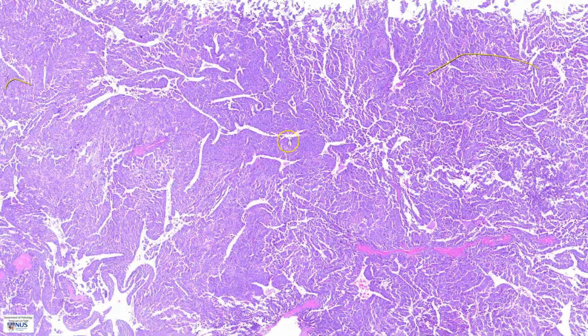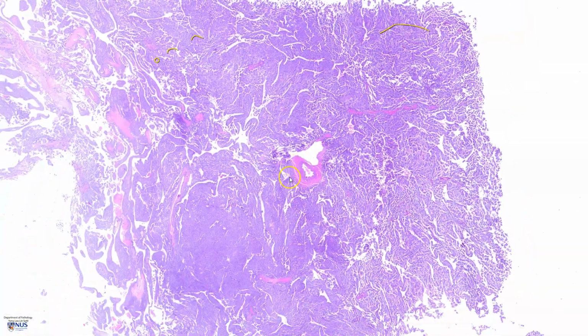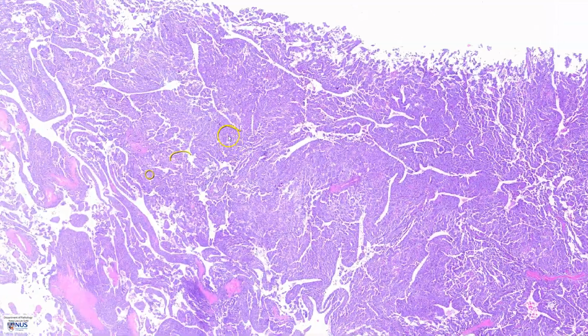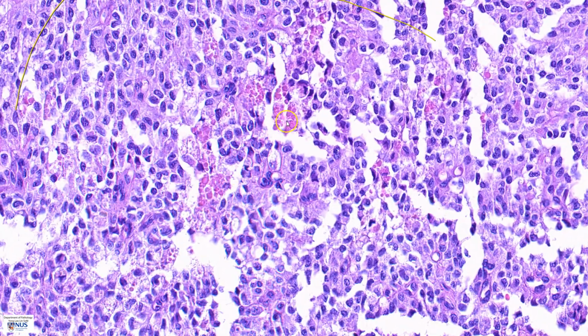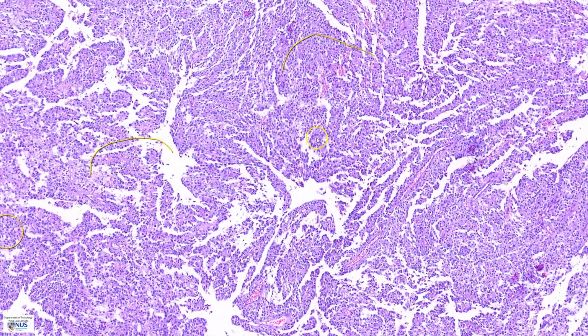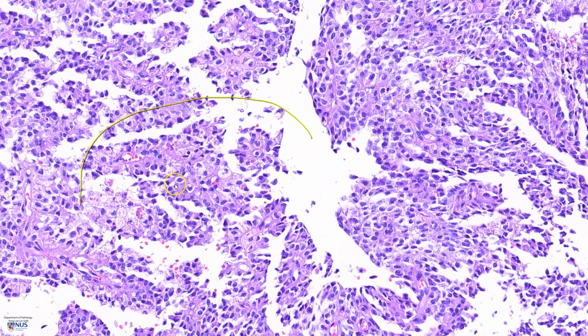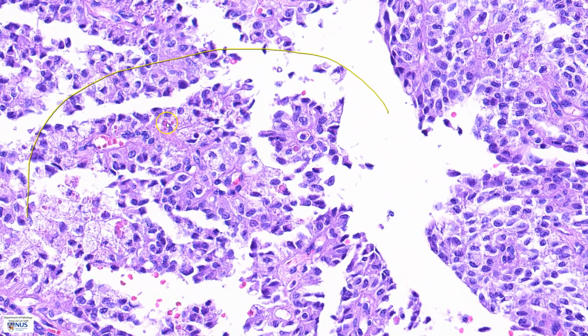Sometimes the cells also contain hyaline globules within the cytoplasm, and for example, in this area, we can see some of the cells contain numerous pinkish rounded hyaline globules, and these are usually positive for the PAS stain. Another area here shows these globules within the cells.